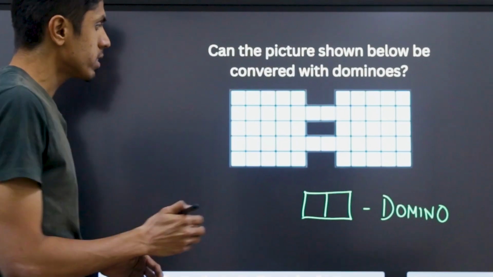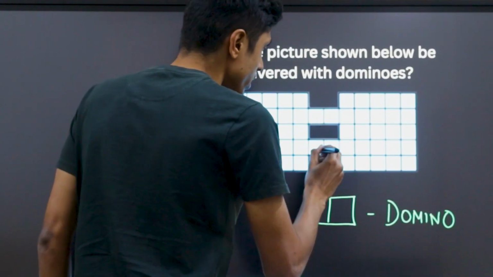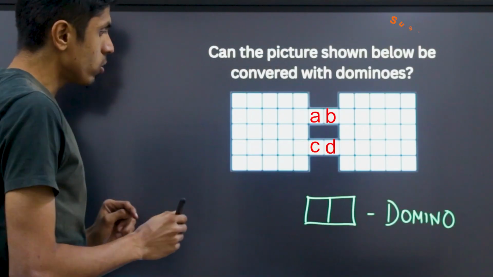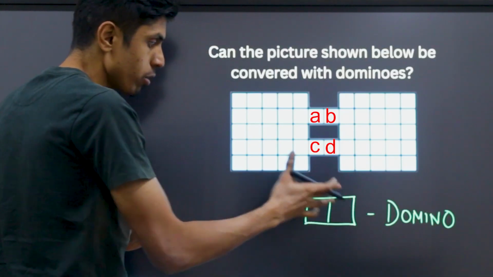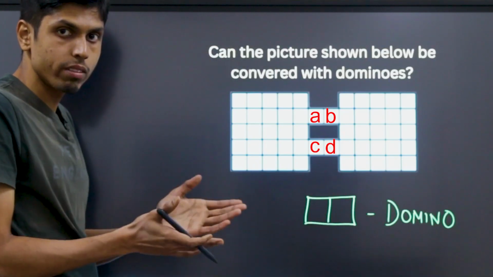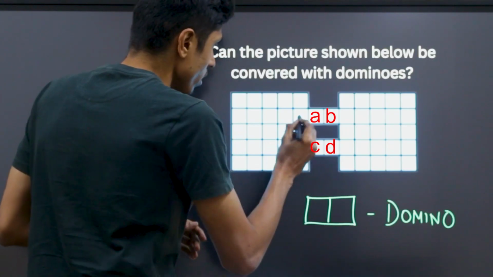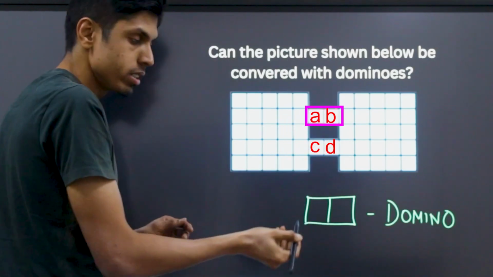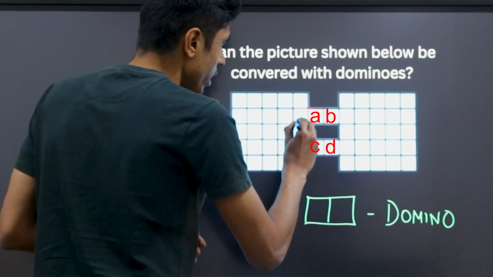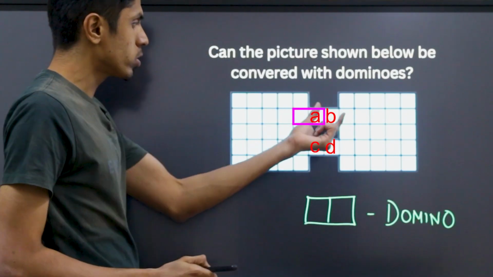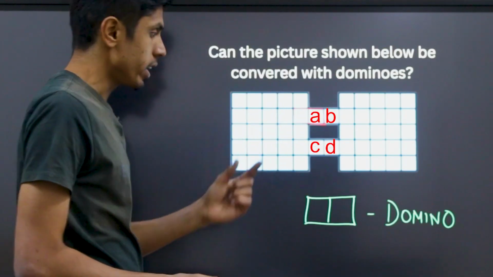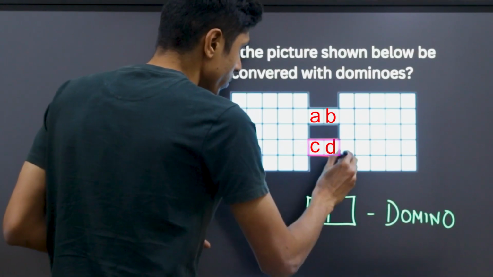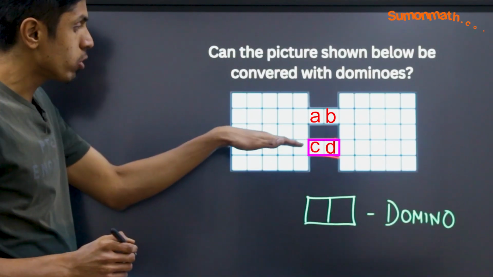Alright, let's label the unit cells on the bridge as A, B and C, D. Notice that a domino has an even number of unit cells. It has two unit cells, and 2 is an even number. Now, if you consider the covering of A, there are only two possible ways to cover the unit cell A. Same goes for C. The domino that covers C has only two possibilities.